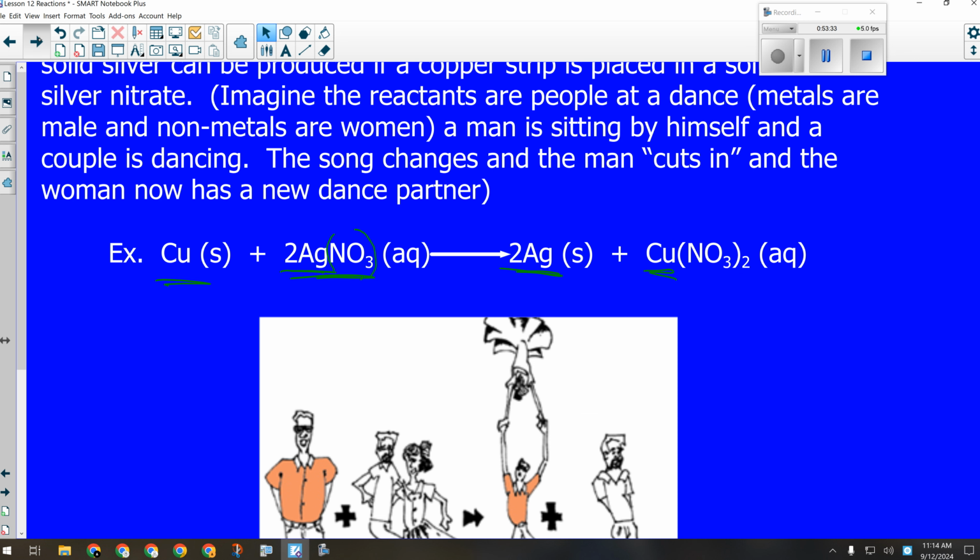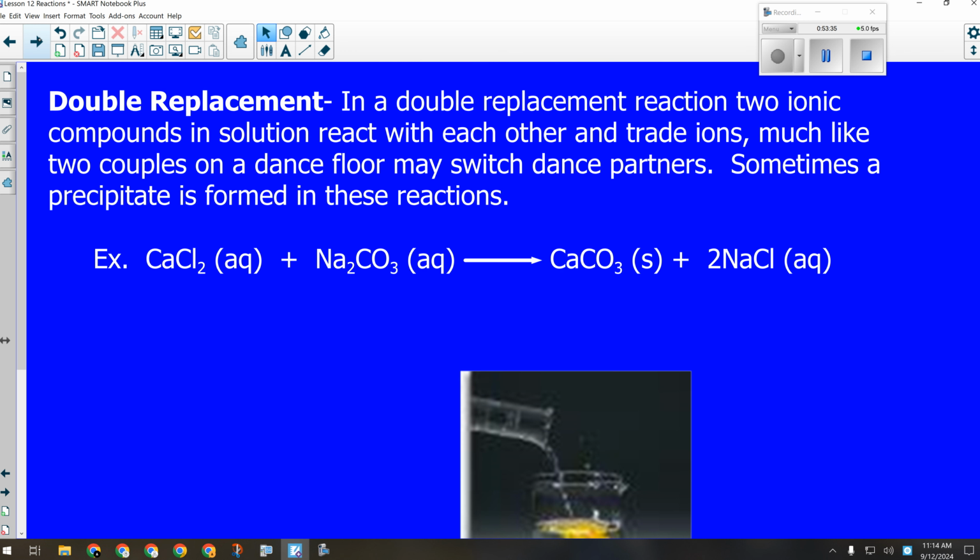Now, a double replacement reaction is very similar. It's 2 ionic compounds. The 2 ionic compounds are going to react with each other, and the metals are just going to switch places with each other. That's all that happens in a double replacement reaction. I start out with these 2 ionic compounds, and I end up with 2 different ionic compounds because the metals switch places. It is very common to get a precipitate in these kinds of reactions.